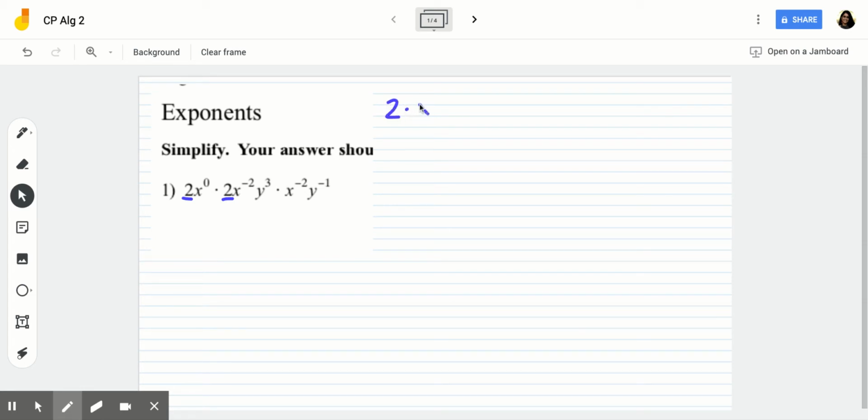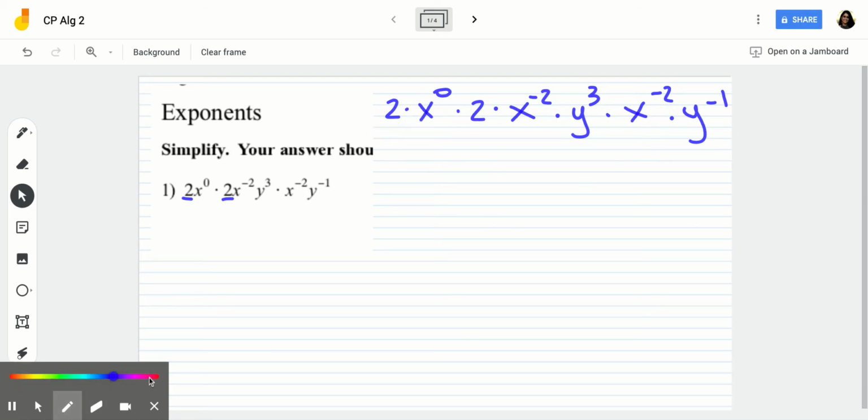2 times x to the 0 times 2 times x to the negative 2 times y cubed times x to the negative 2 times y to the negative 1. Multiplication problems are not connected. This could have been written in any order they wanted to. But I don't know why they choose to make these connected, and that really confuses students a lot of times. So if I were to write this problem and not confuse students, I would have written it this way.